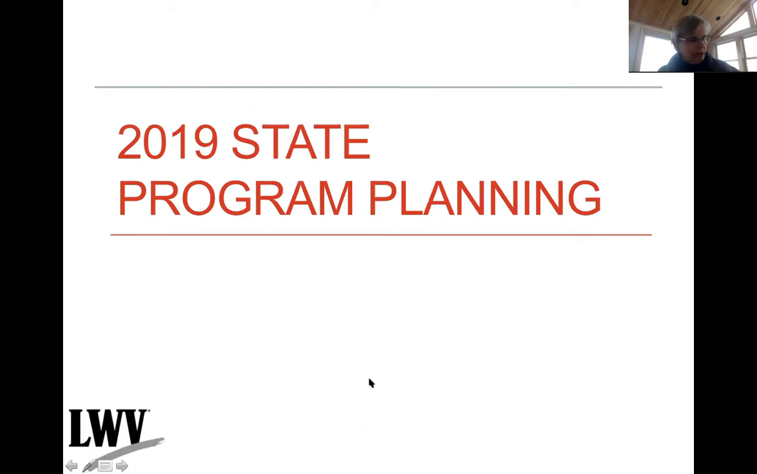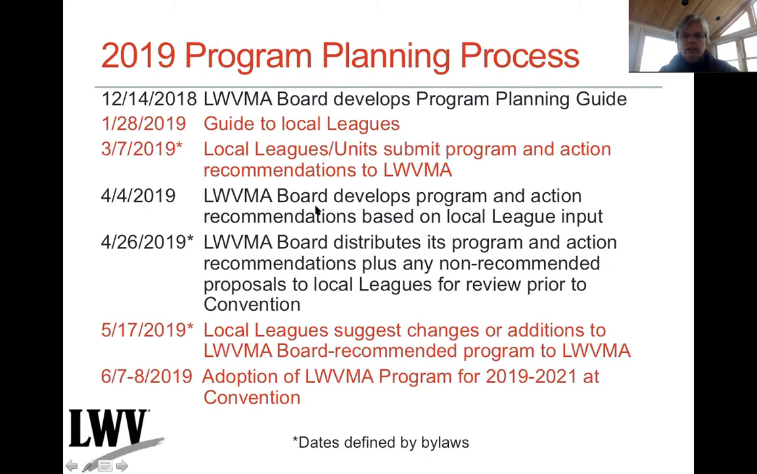So what's the nitty-gritty of what you have to do at the local level? This is the details of what I just presented with those little boxes. The first thing that happened was the board developed the program planning guide and came up with action priorities and could have come up with recommended studies. Then the guide is sent to local leagues. This just happened this week. And by March 7th, local leagues and units should submit their program and action recommendations. So this is what we're doing right now. This is the phase we're in.